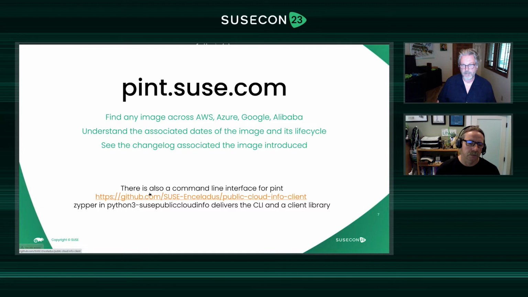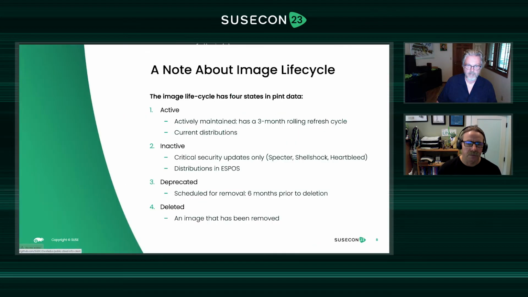And if you're running on any SUSE distribution, you can install a package running zypper in python3-susepubliccloudinfo, which delivers the CLI tool, which is called Pint, and the client library that you can then import into your own code. And if you import it, then you can always find the latest image by calling the API in an appropriate way. So that helps you incorporate the tools or the information from Pint into your automation, so that you can make sure that you always launch the latest images. And that helps us get into the life cycle.